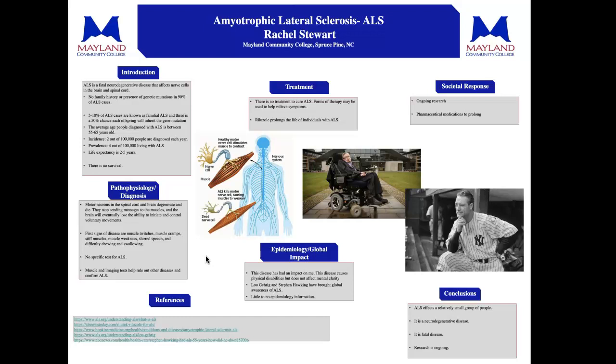So the first signs of ALS are muscle twitches, muscle cramps, stiff muscles, muscle weakness, slurred speech, and difficulty chewing and swallowing. And these symptoms can often be mistaken for MS or Parkinson's disease.